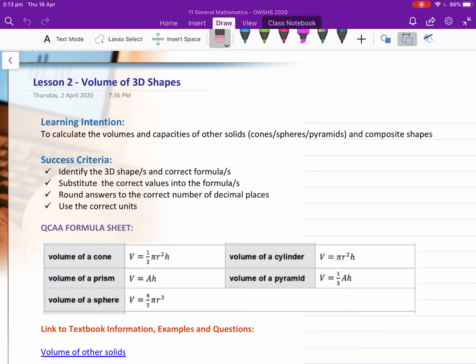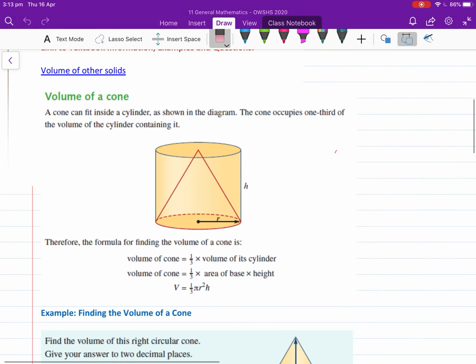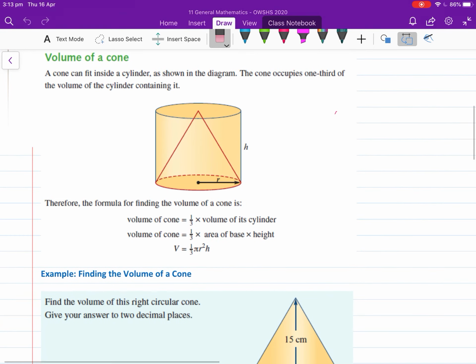The learning intention of the lesson is to calculate the volumes and capacities of other solids, so cones, spheres and pyramids, as well as composite shapes. The first one we're going to look at is the volume of a cone.